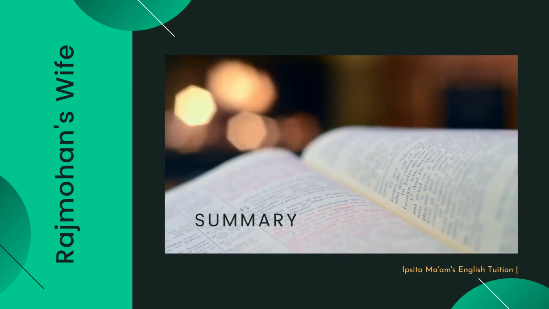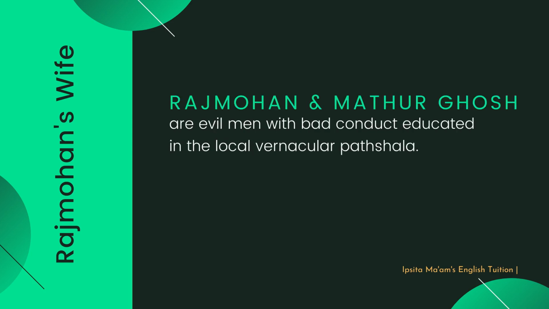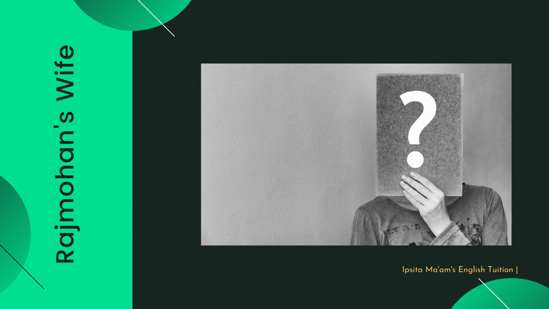Here it is important to note that it is shown that Madhav Ghosh is English educated and Rajmohan and Mothur Ghosh are educated in the vernacular. Now, what do you think? Is there any significance that Madhav is shown to be a helpful gentleman and Mothur and Rajmohan are shown to be men with bad conduct and evil heart? Wait for the next video for the answer.